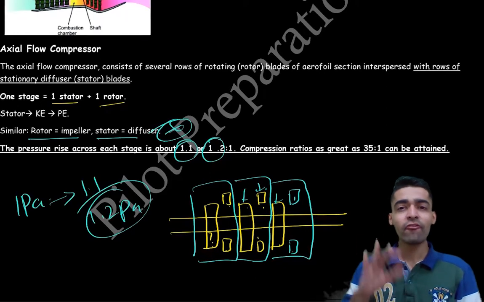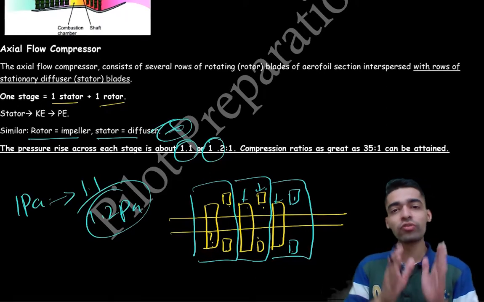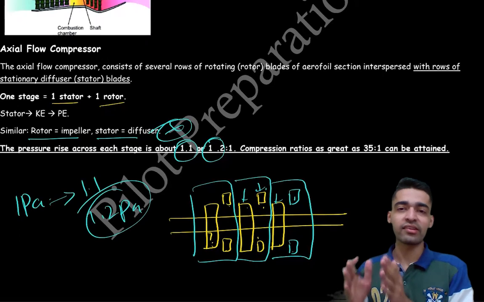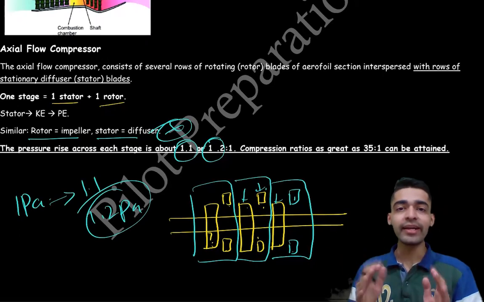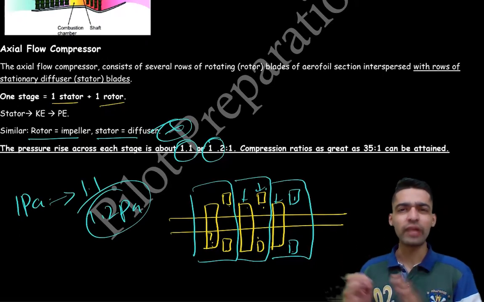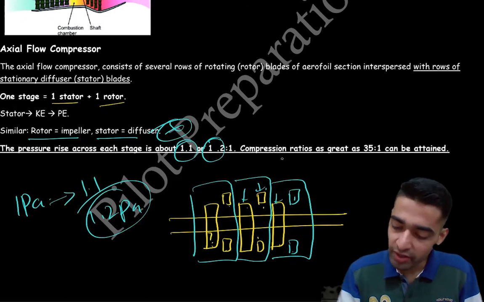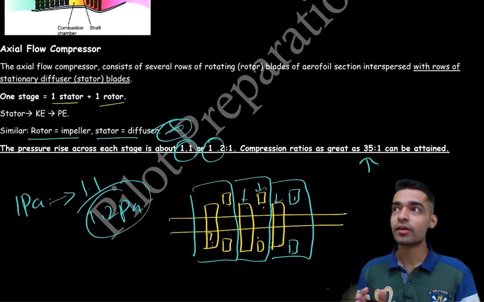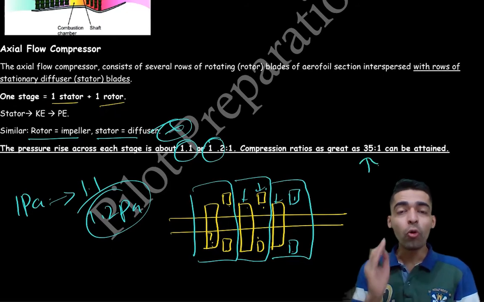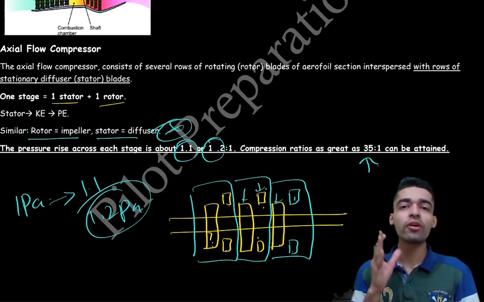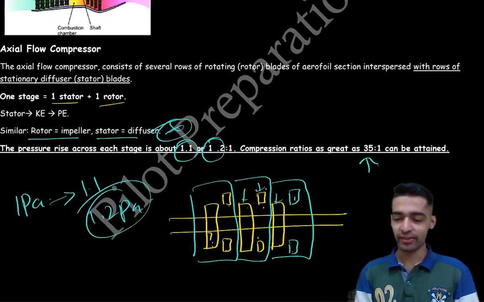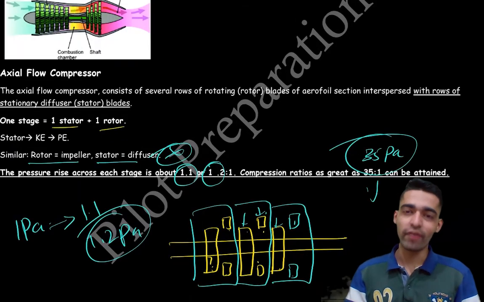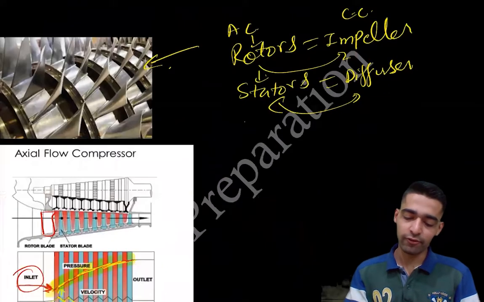And this, exponentially, when you stack one stage after the second stage, after the third stage, after 8 to 10 plus stages, we get a compression ratio as great as 35 to 1. That is more than double of the centrifugal compressor. Isn't that amazing? Now let's look into the questions regarding axial flow compressor.